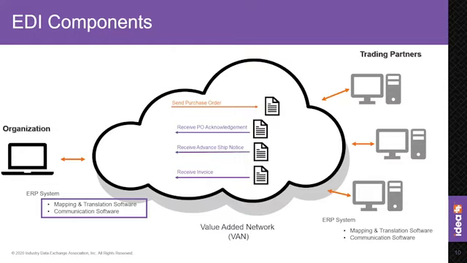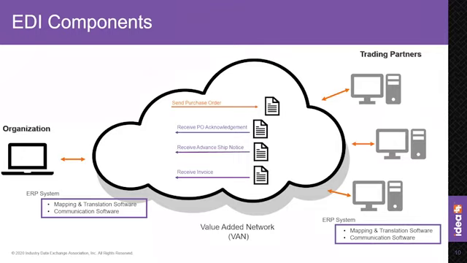And on top of that, or connected to that, you need the capability to map data from your ERP or business software system to an EDI standard document. Communication software is also needed to establish the connection between your organization systems and the VAN, or directly to your trading partner.